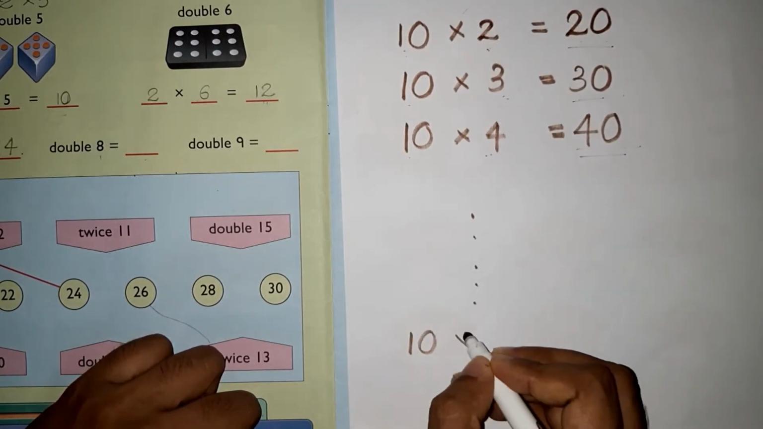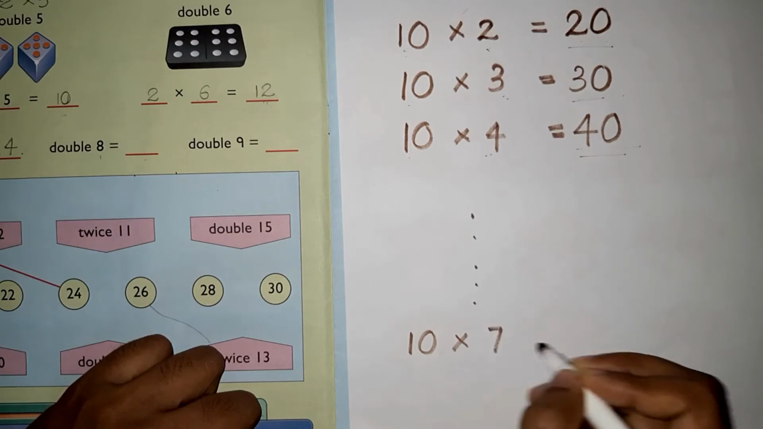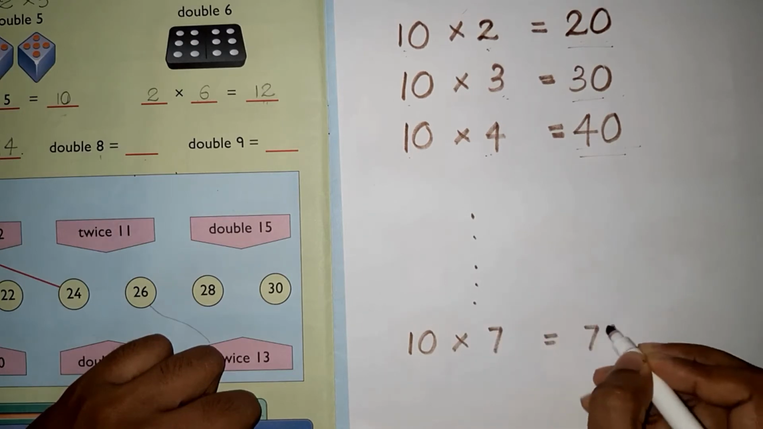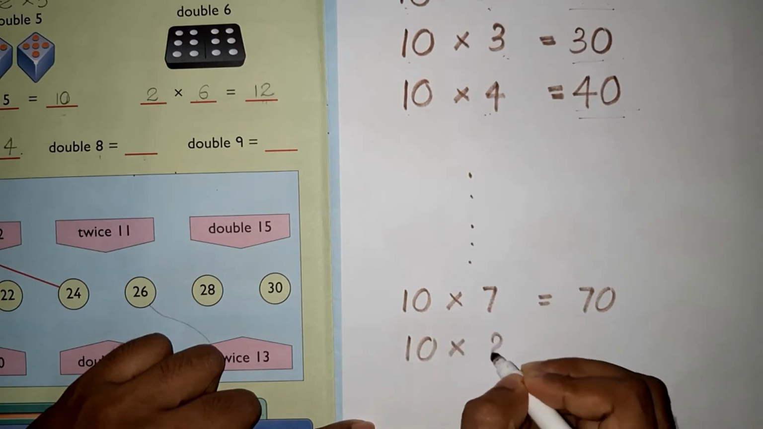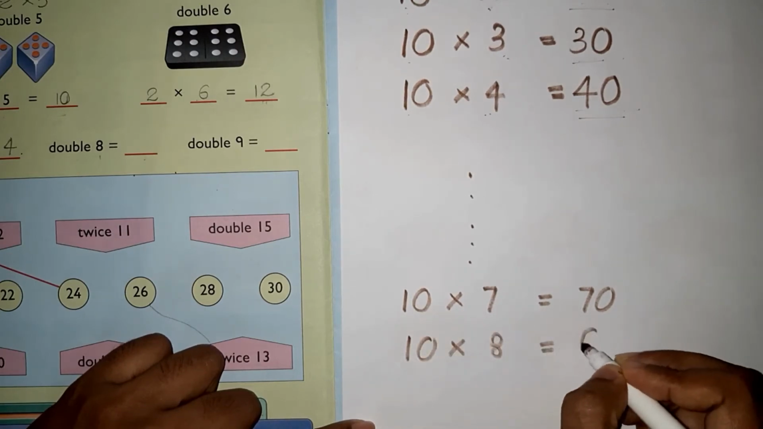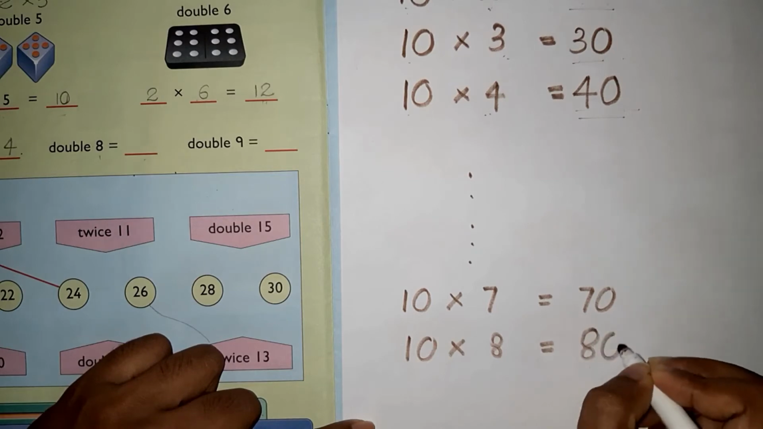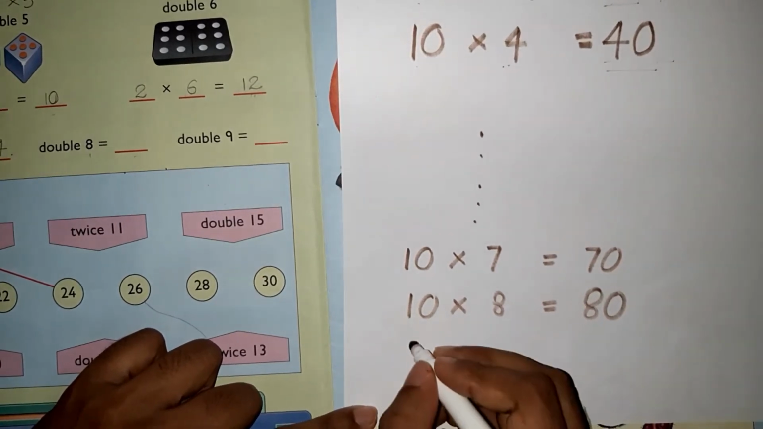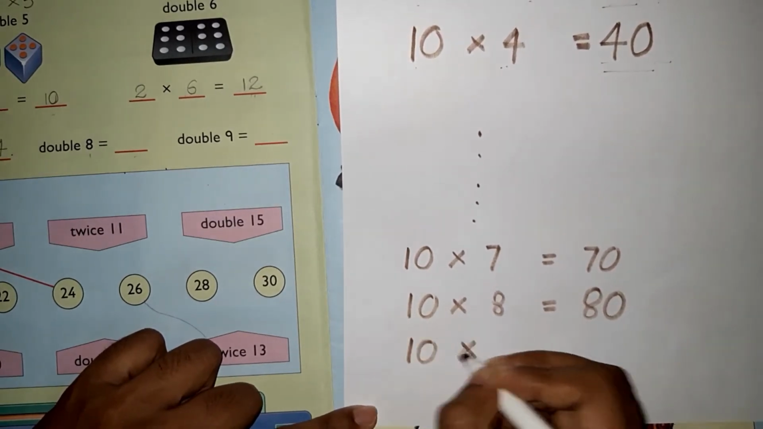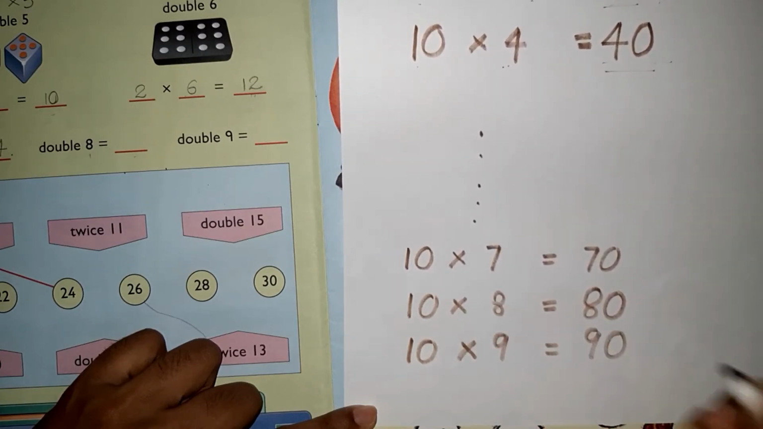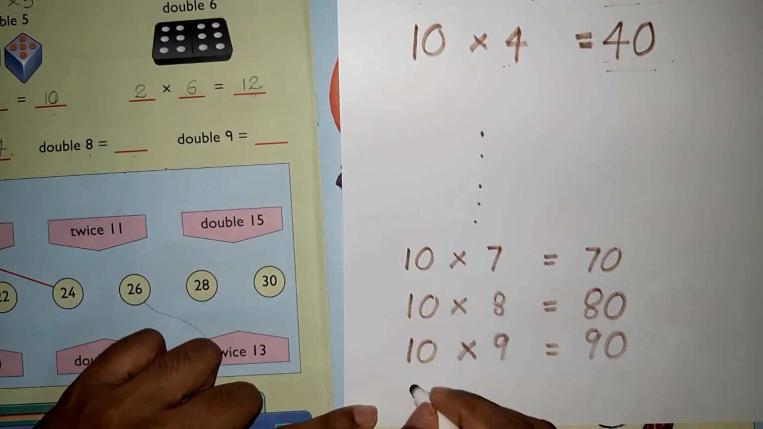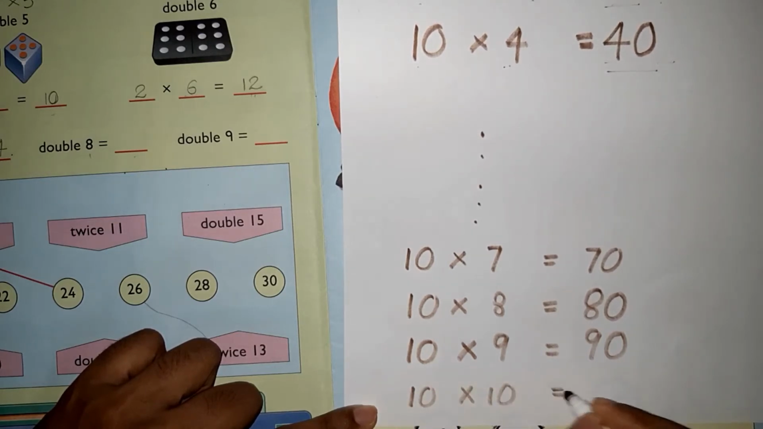10 times 7, it's 70. 10 times 8, it's 80. And 10 times 9, it's 90. And finally, 10 times 10, you will have 100.